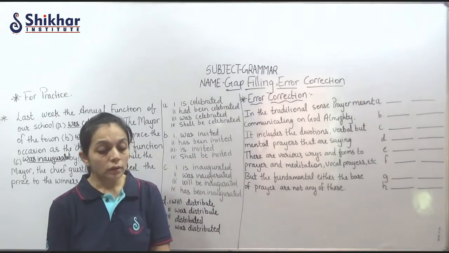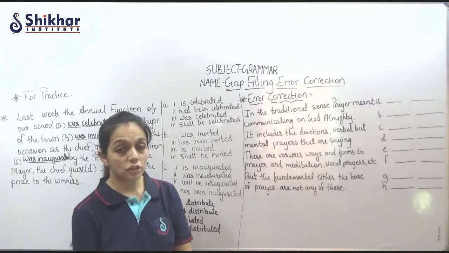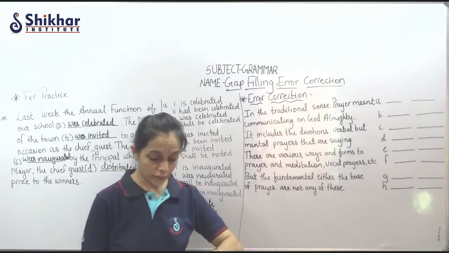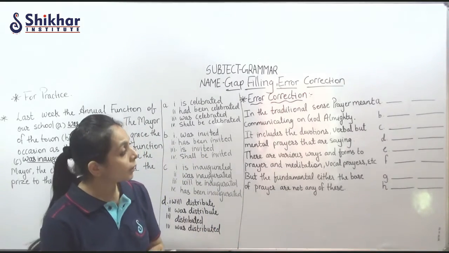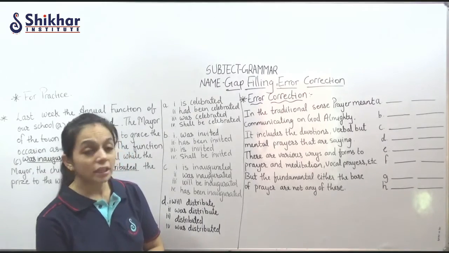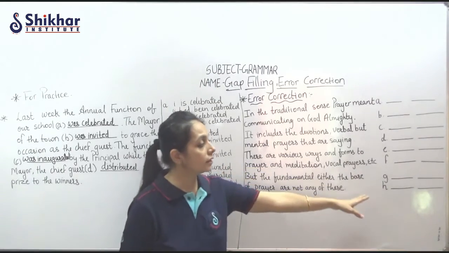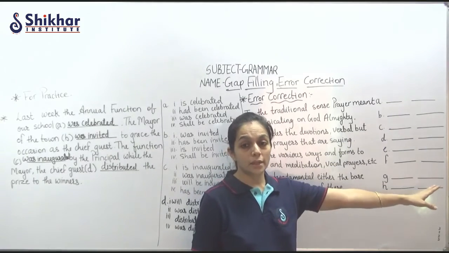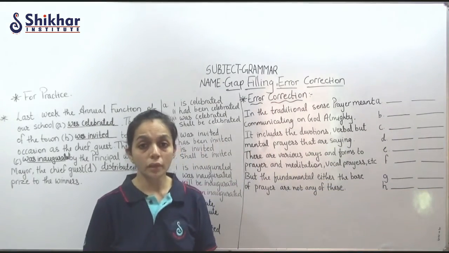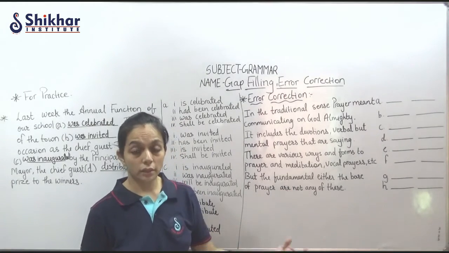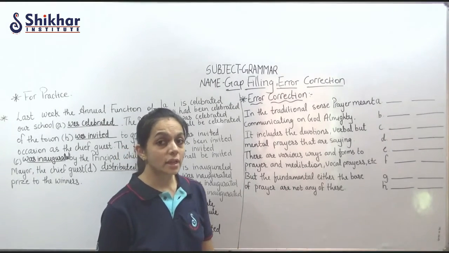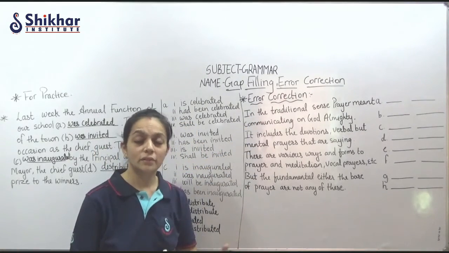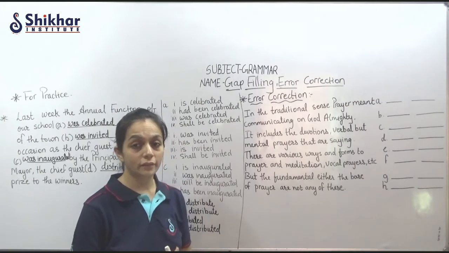Correct? Now we'll see error correction. So like this, any passage would be given and there you have to see the error in each line. So here I have written blank here. First we will be writing the error and beside that we will be writing the corrected answers, right? So let us start with this. First I will read the whole passage and then we will do it line by line.